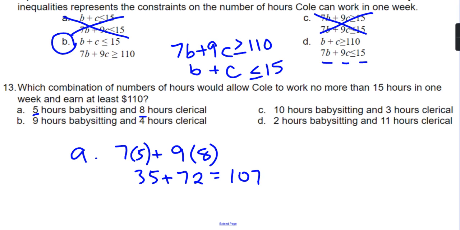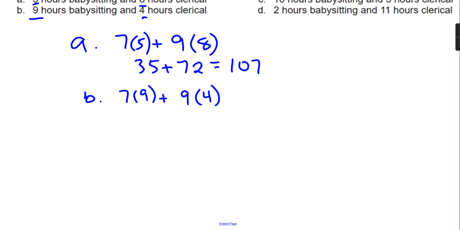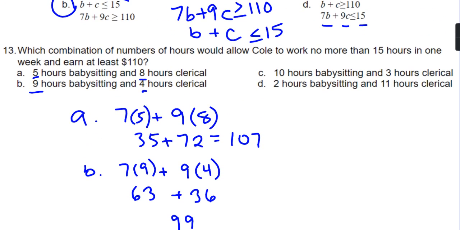He wants to make $110. Let's try B. Here, again, $7 times babysitting hours, $9 times clerical work hours. It's 9 babysitting hours, so we'll put that in, $7 times 9. And 4 clerical hours, so 9 times 4, and add that up. So you have 7 times 9 is 63, 9 times 4 is 36, and that's $99. Not enough money. Okay, so far no A, no B.